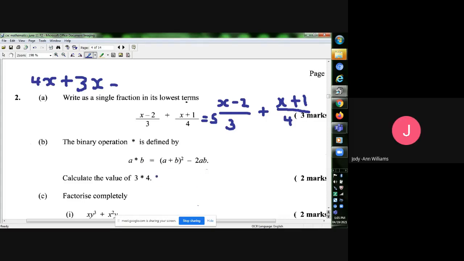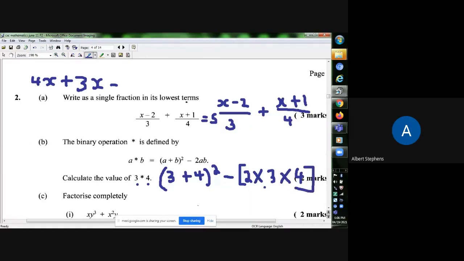So tell me what you do to get the answer. The A asterisk B would mean that anywhere you see A or B, you would represent it with the number that they ask you to calculate. It says A plus B in bracket and squared. So I have 3 plus 4 in brackets squared, minus 2 times A, which is 3, times B, which is 4. Very good. Thank you.